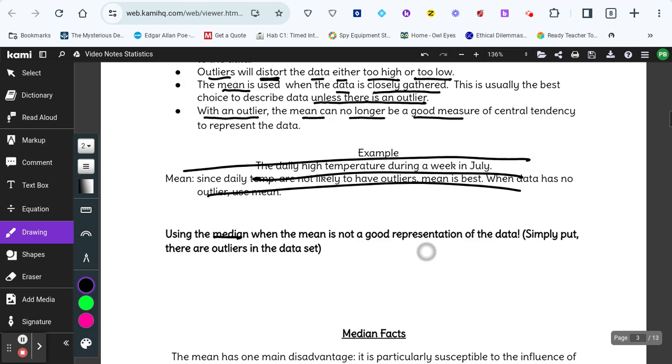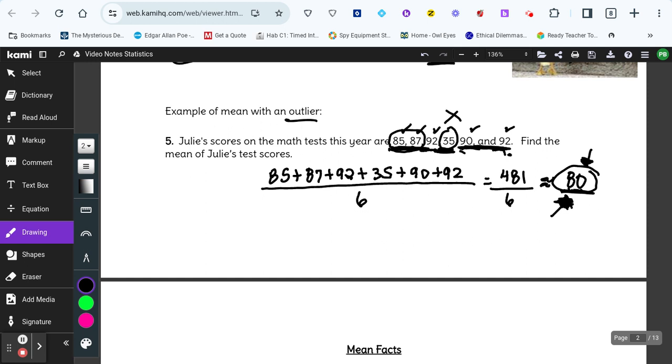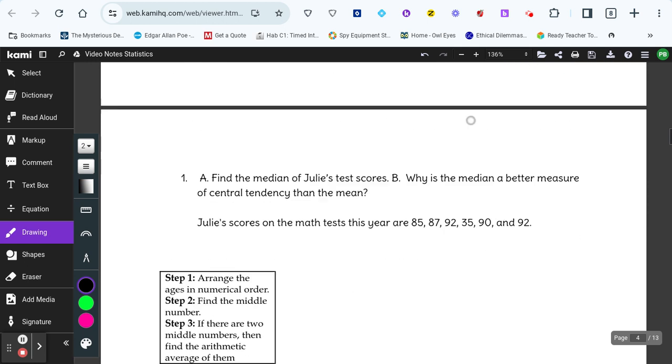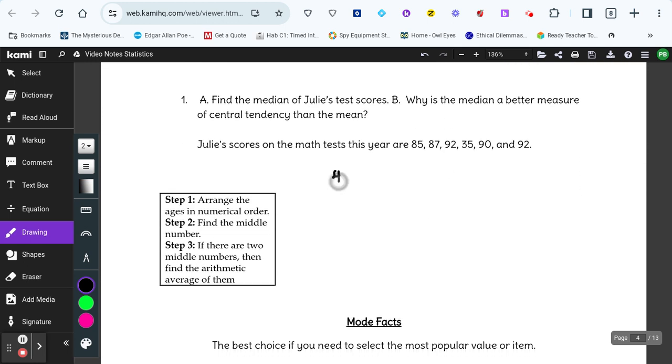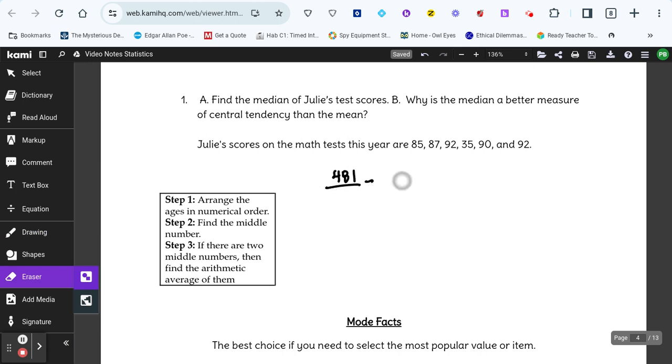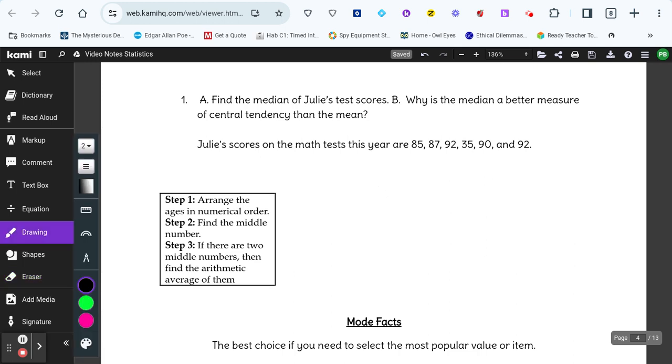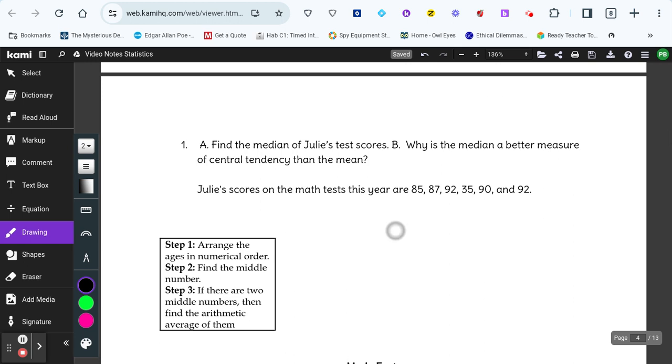Now, we've already done this problem. I don't want to do it again. We ended up with 481 over 6, and that was approximately an 80. All right. Oh, I'm finding the average again. I'm sorry, you all. I'm supposed to be finding, excuse me, the median. The median is an average too, but I was finding the mean as an average. It says find the median.